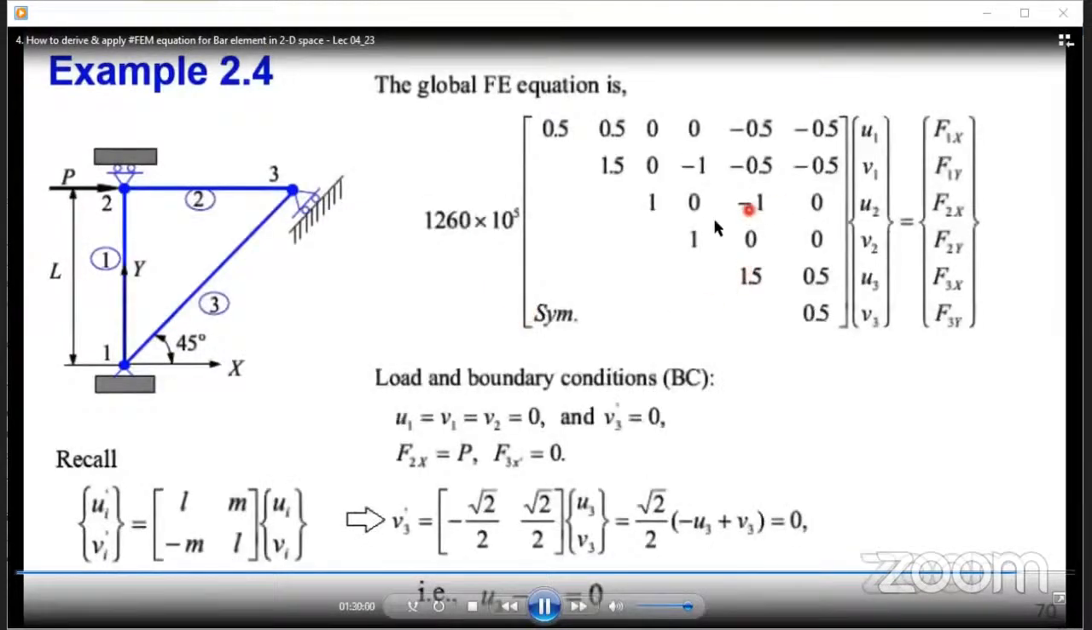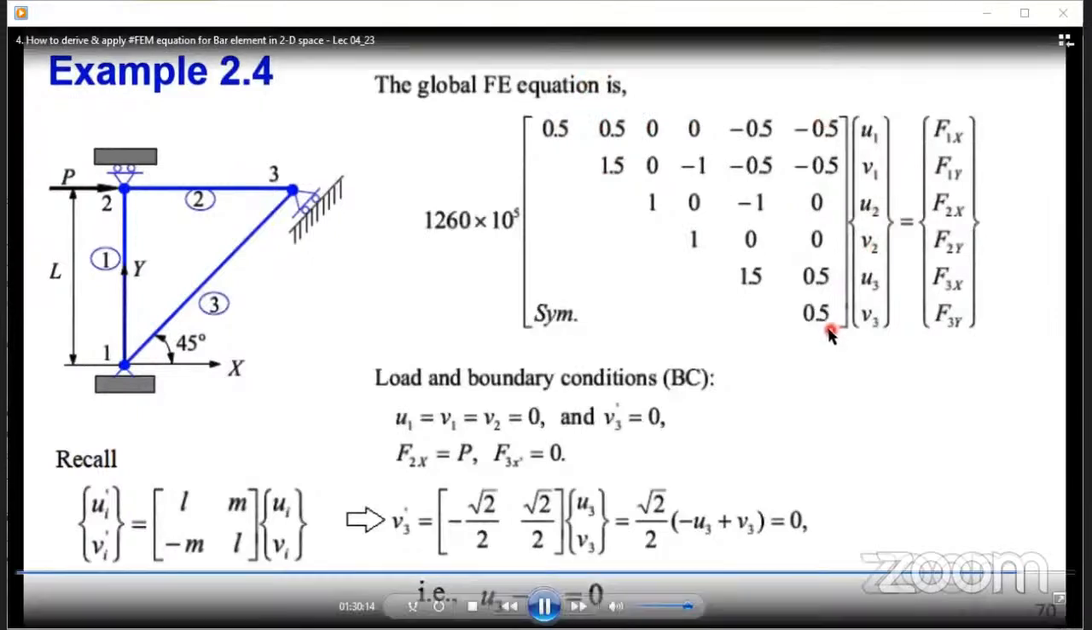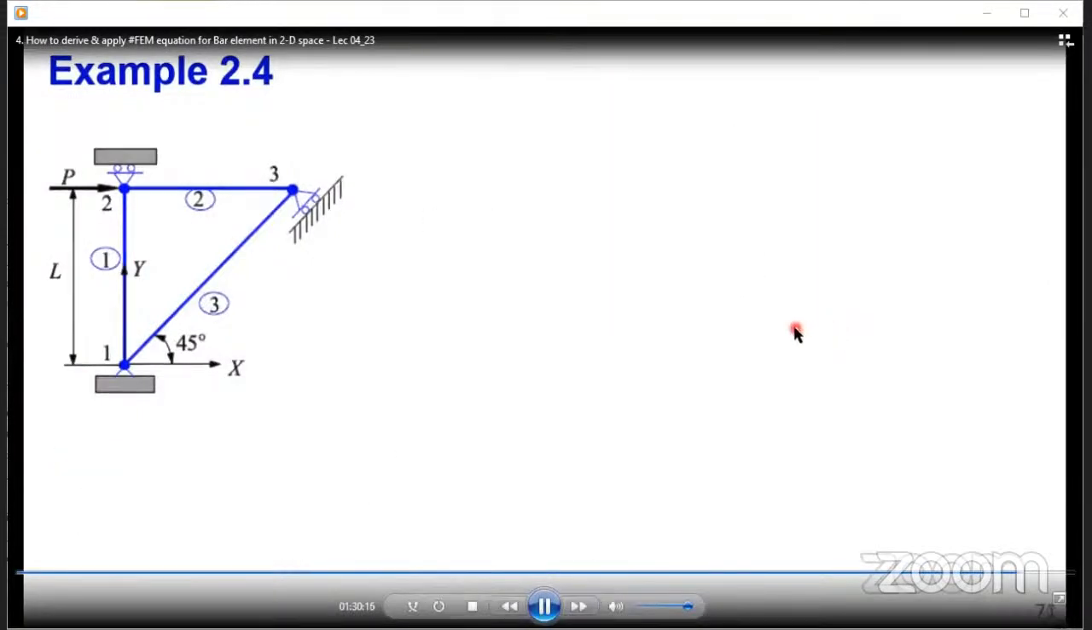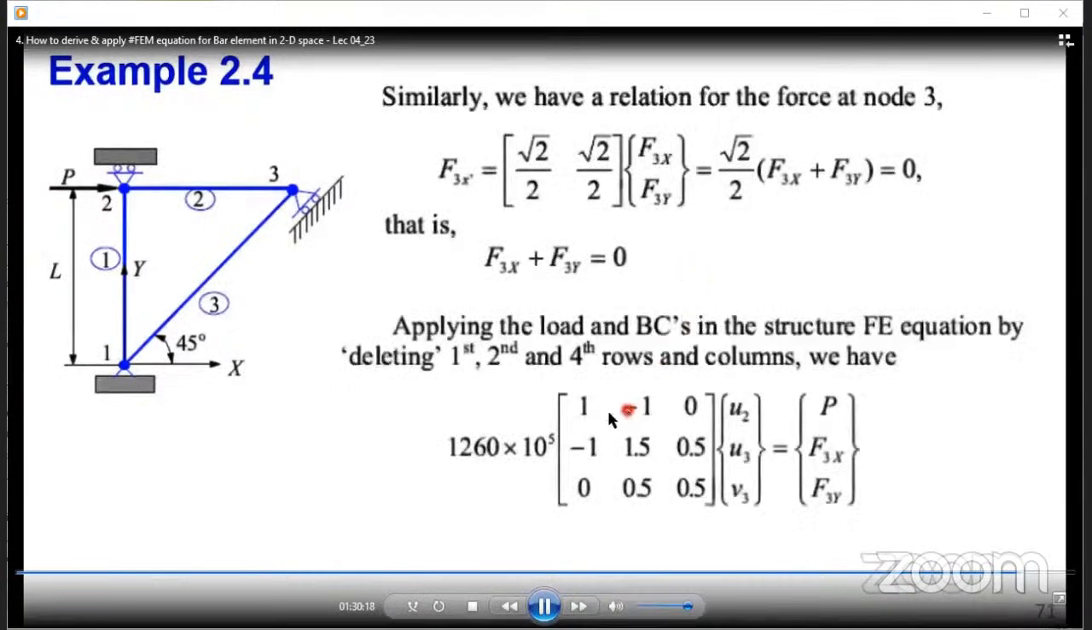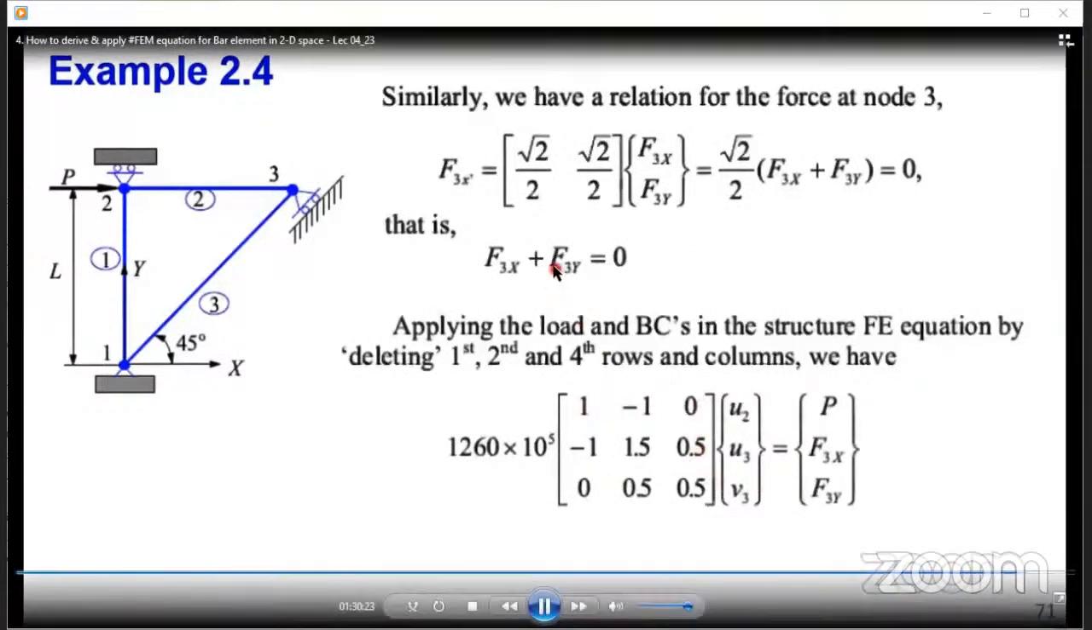How? If you apply the boundary condition, U1, V1, and V2, okay? U1, V1, and V2. So we can remove those rows, the first, second, and the fourth row, and the first, second, and the fourth column. We can remove them. And then we also employ the conditions.